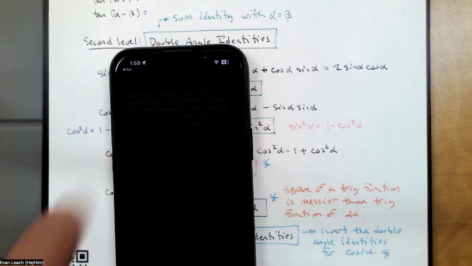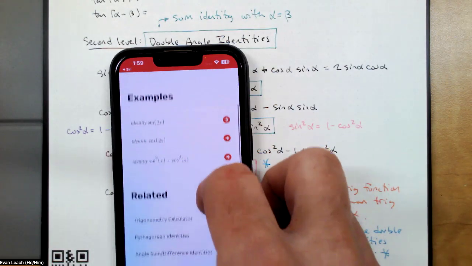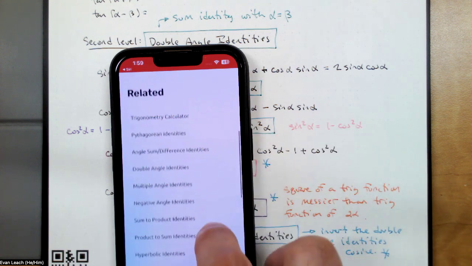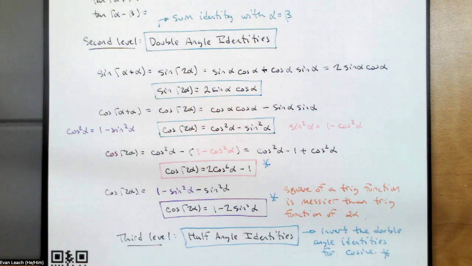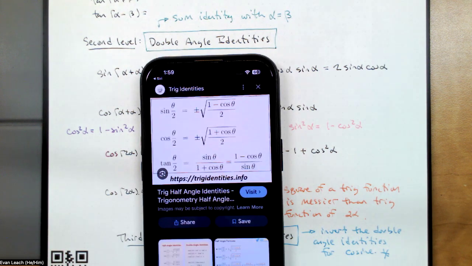Always my favorite method for remembering my half angle identities. Oh, you did. You didn't give me. Siri, you failed me. Half angle identities. Best way to remember them. Any questions?